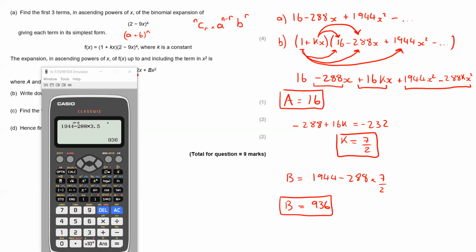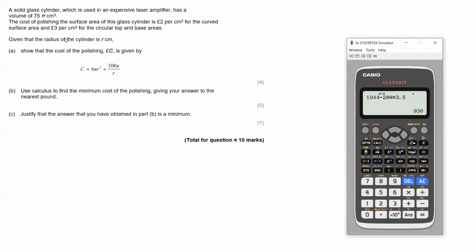Not too bad. Okay, next question. We had a sneak peek a second ago. It's to do with differentiation, a little bit of optimization, maybe. Bit of a tricky one is this one.